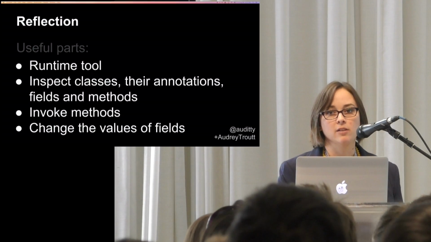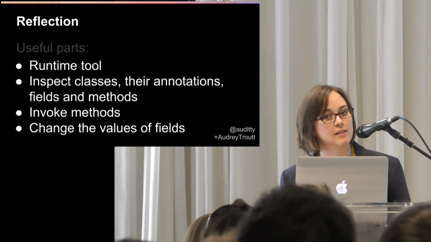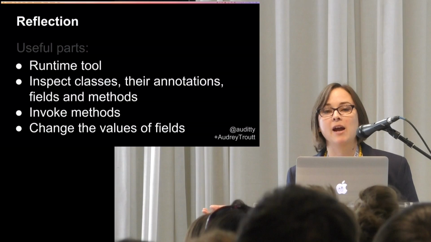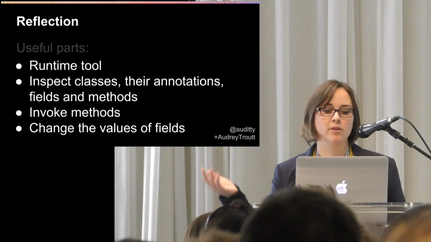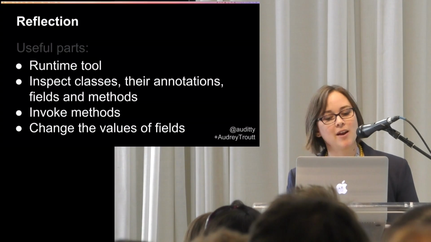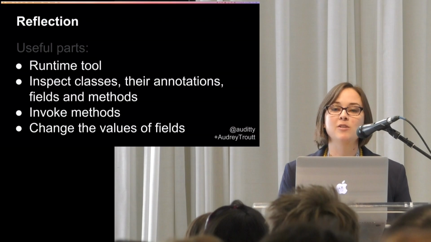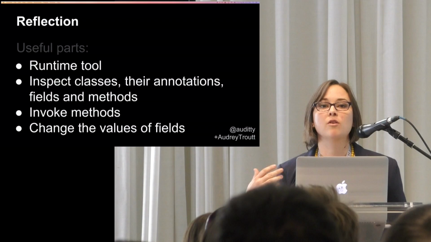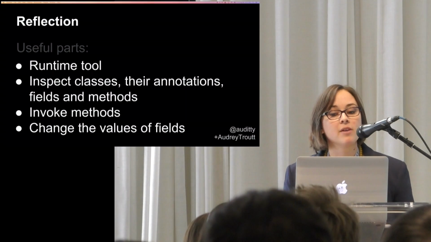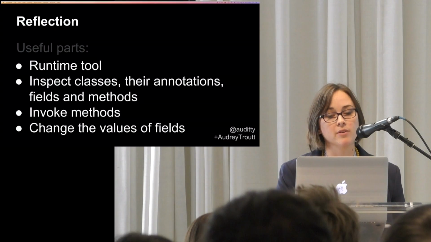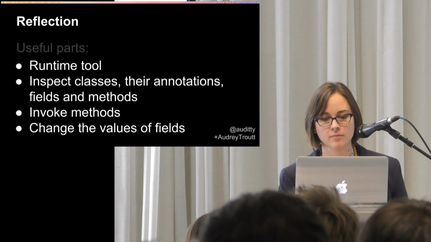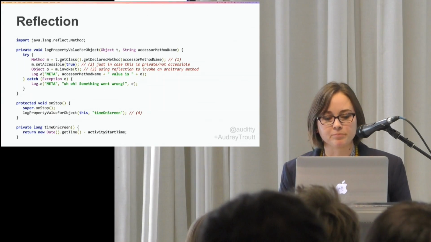The first place that I looked for metaprogramming possibilities on Android is Reflection. The Java Reflection API is provided as part of the java.lang.reflect package, and it's very meta. With Reflection, you can inspect your classes, their annotations, their fields, their methods. You can invoke methods, and because you can invoke methods, you can change the values of fields. What does that look like?